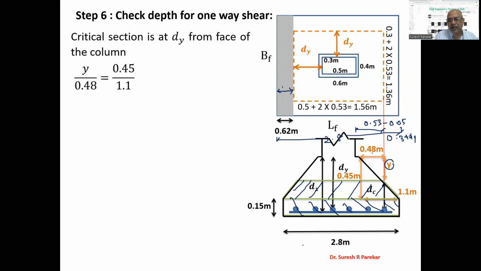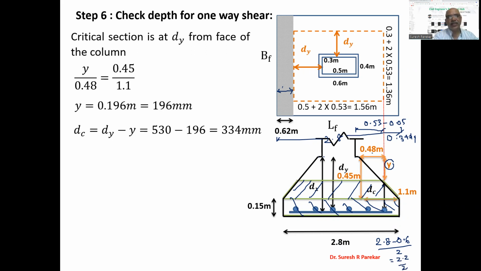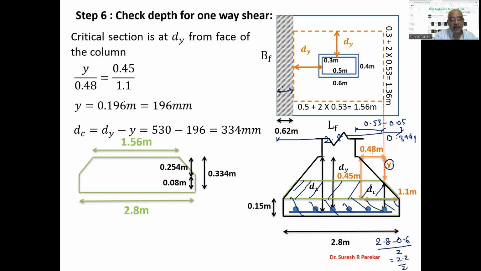Now 1.1 you can also calculate: total 2.8, then we have 0.5 and 0.05, so 0.6. So 2.8 minus 0.6 divided by 2. This comes to 2.2 by 2, that is 1.1 meter. In the same way we have calculated the value of DC, and now we have calculated this area. I already mentioned we have to consider till the center of the effective portion, and this depth, as I told you, is 150 minus 70, which becomes 80 millimeter, 0.08 meter. And now the areas are calculated for the trapezoid and this rectangle.